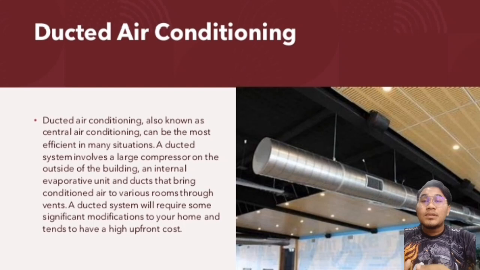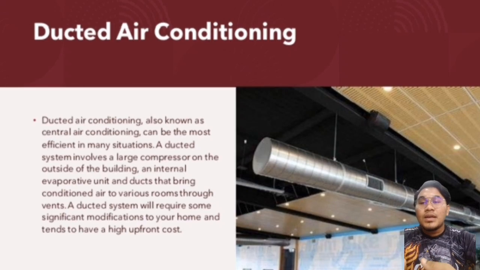Next is ducted air conditioning. Ducted air conditioning, also known as central air conditioning, can be the most efficient in many situations. A ducted system involves a large compressor on the outside of the building and internal evaporative units and ducts that bring conditioned air to various rooms through vents. A ducted system will require some significant modification to your home and tends to have a high cost.